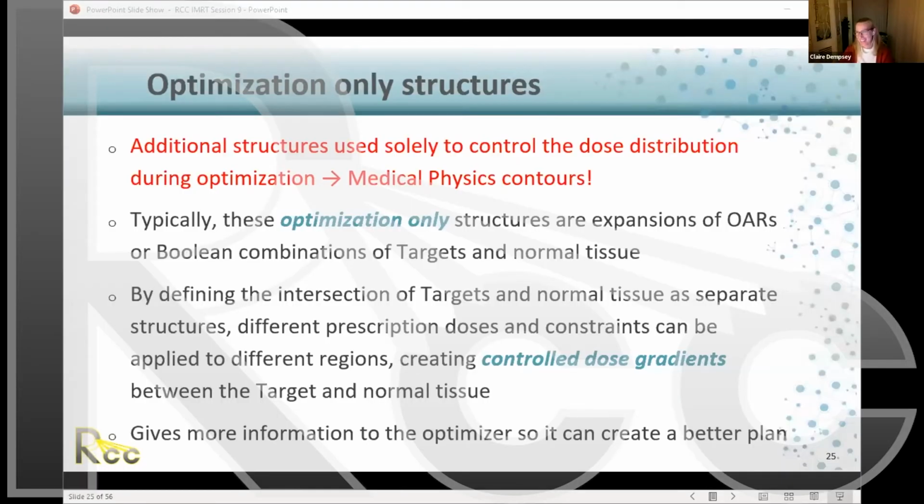And so these are what we call optimization only structures. They're structures that are used solely to control the dose distribution during optimization. So we can call those physics contours or dosimetry contours. These are our Z structures that we talked about before.